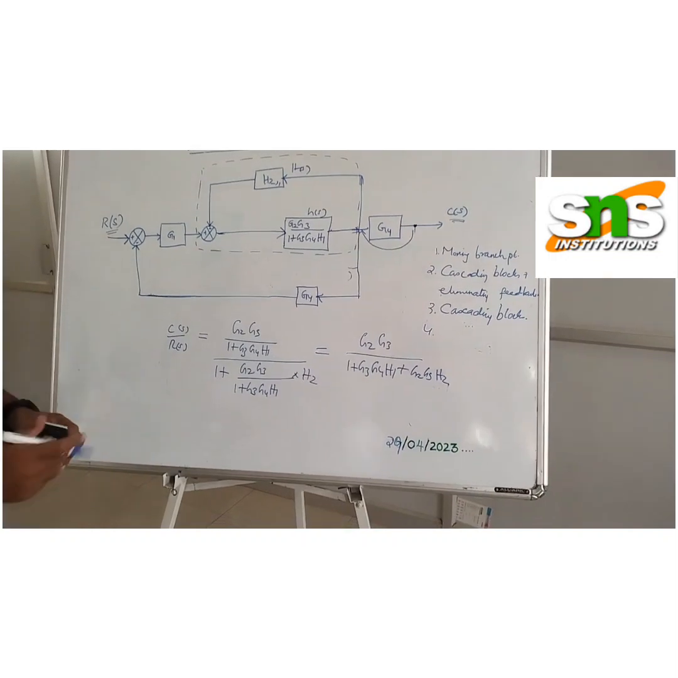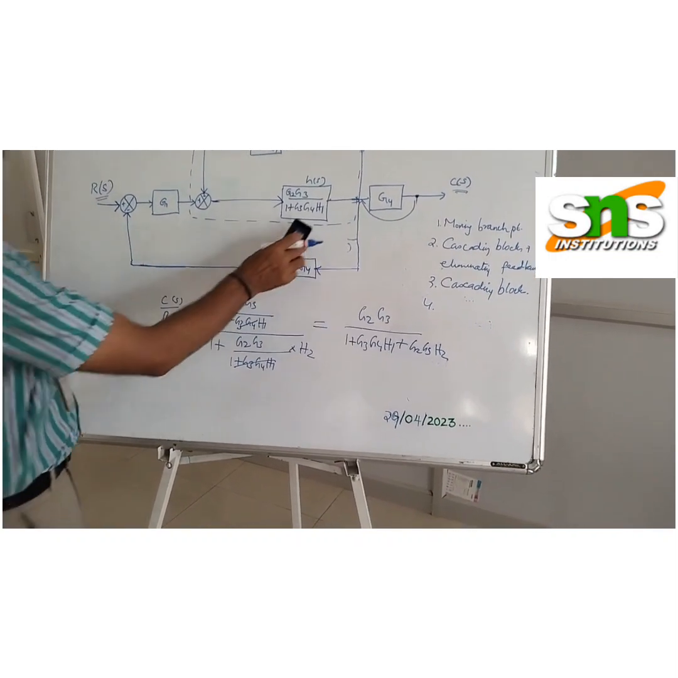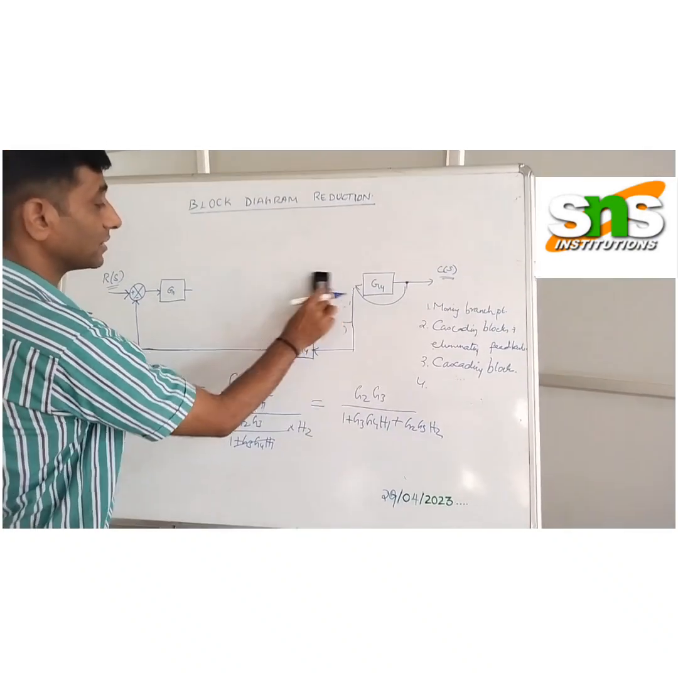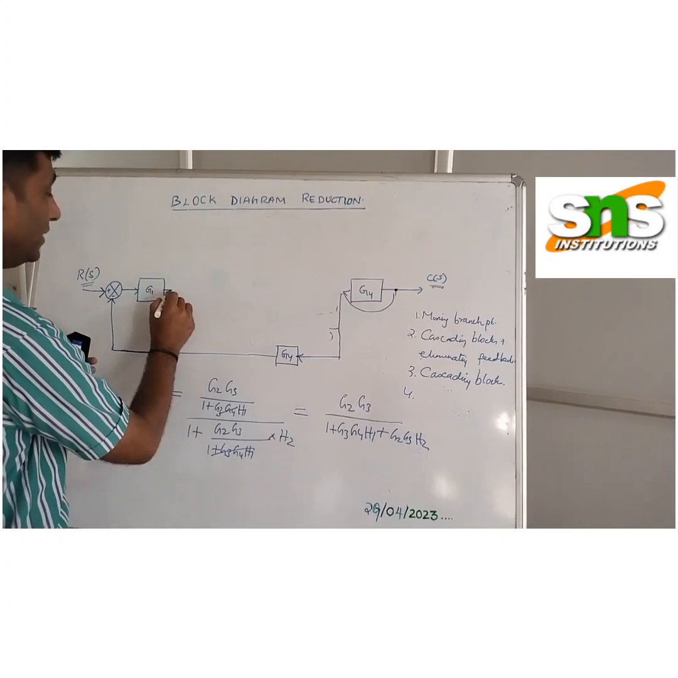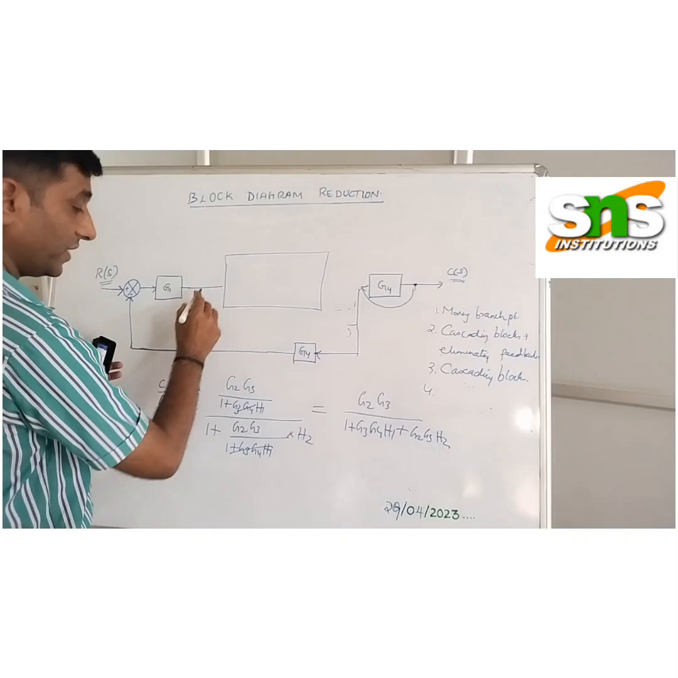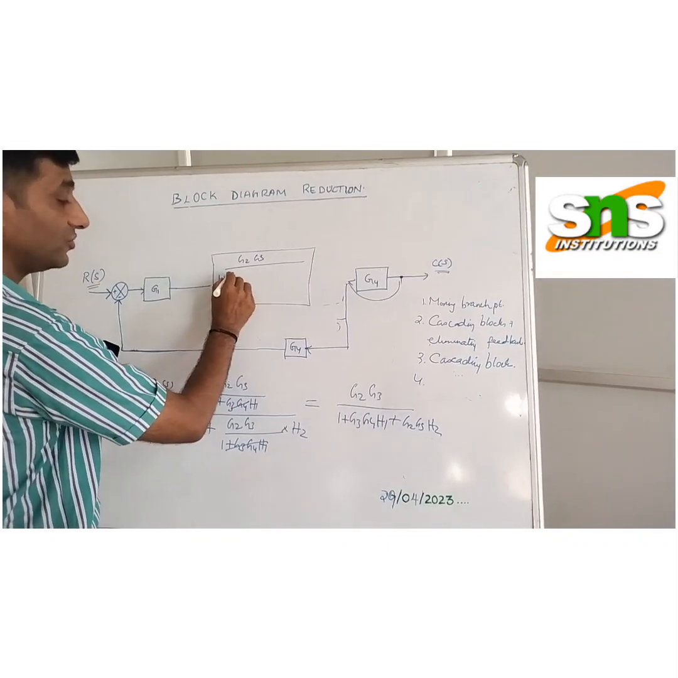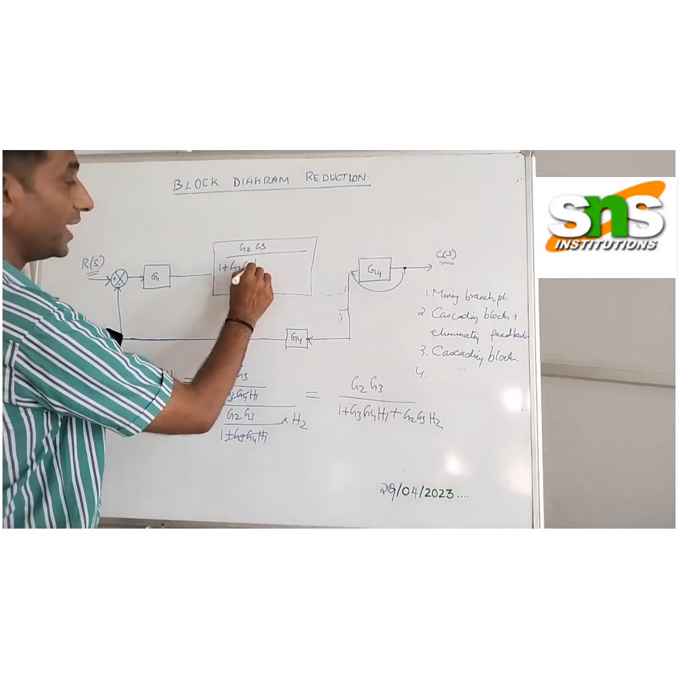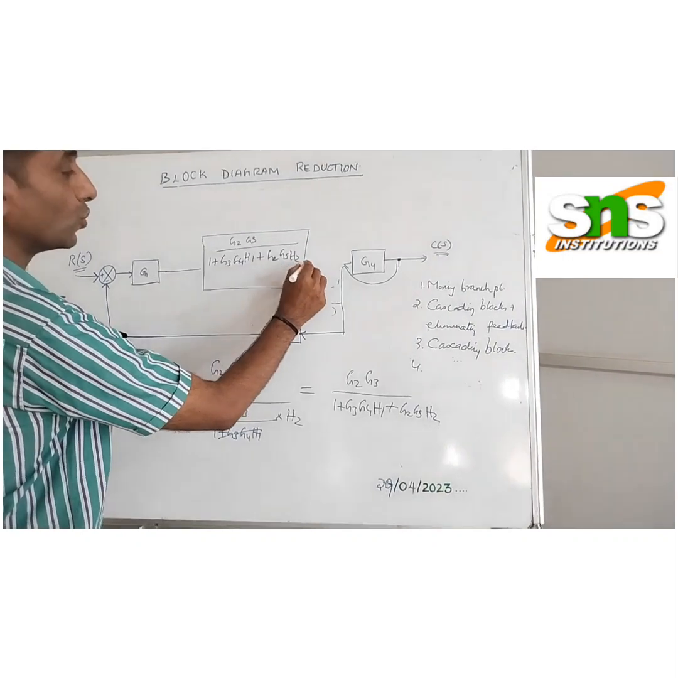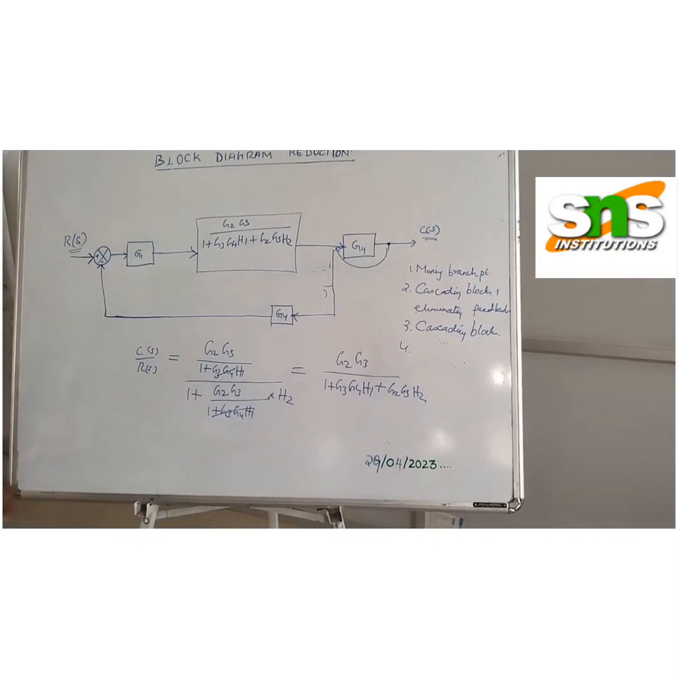So these two denominators, after taking LCM, get cancelled. This is my final transfer function, that is after eliminating this feedback path. So I have eliminated this feedback path. Now I am getting the transfer function as G2 G3 divided by 1 plus G3 G4 H1 plus G2 G3 into H2. So this is my next step, that is step number 4.